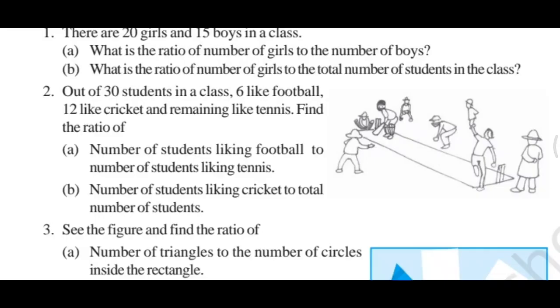This is question number 2 of the same exercise 12.1. Out of 30 students in a class, 6 like football, 12 like cricket and remaining like tennis. So first of all, we will find out the number of remaining students who like tennis. After that, find the ratio of number of students liking football to the number of students liking tennis. And then B part, number of students liking cricket to total number of students. Now let us find out.